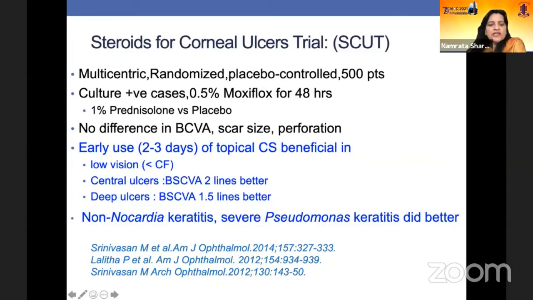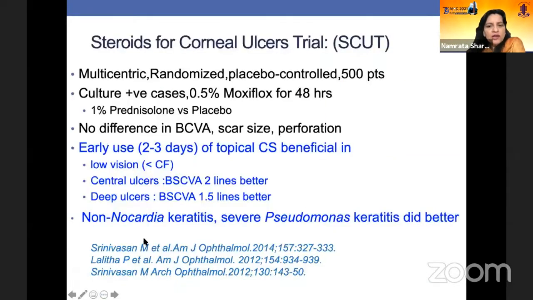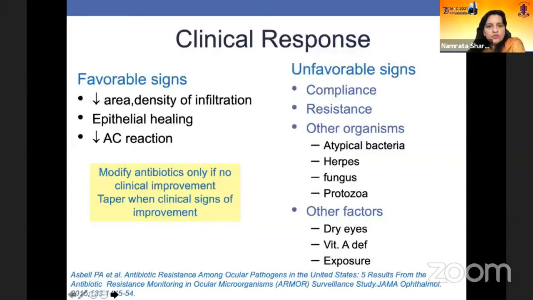So suffice it to say that topical steroids can be used in some of the cases, provided you have a culture report in hand, provided you've already loaded a case of bacterial keratitis for at least 48 hours with the antimicrobials, and provided you are absolutely sure that the ulcer is not Nocardia, not atypical mycobacteria, and not fungal. So in all such cases, the topical steroids may be used.